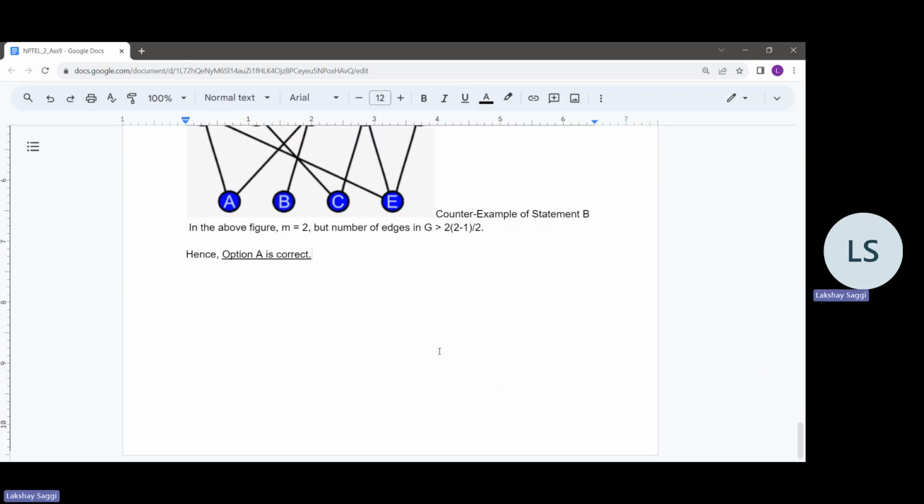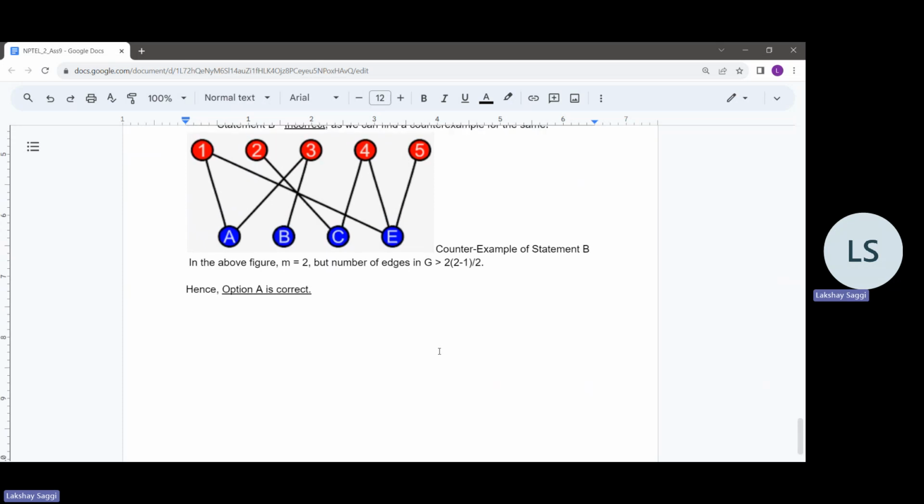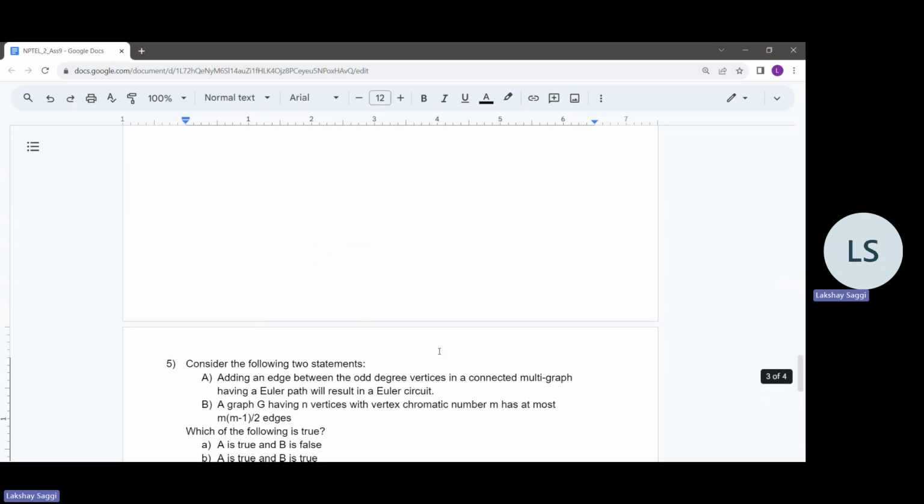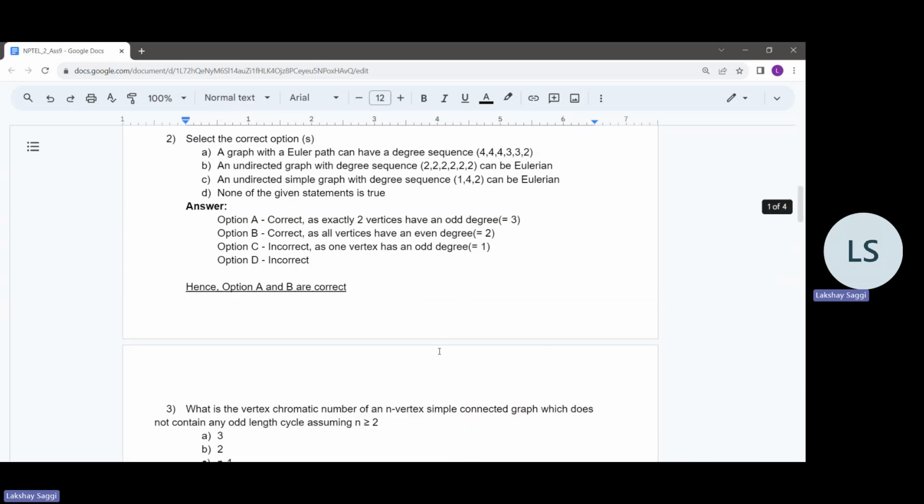Okay, so this was the final question which we had for the day. And I guess since I've discussed all of these, we are done for the day.